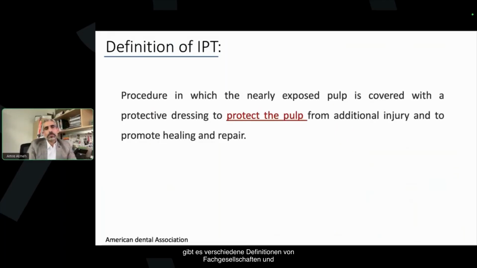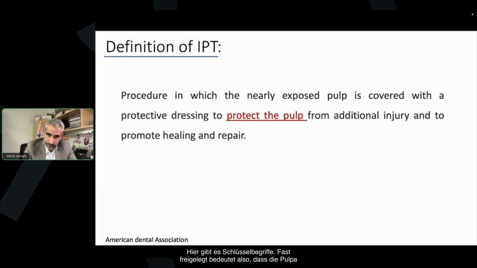So if you want to define indirect pulp treatment, there are different definitions by different societies and institutes. But I found that this definition by the American Dental Association is the most representative. As a description, it's a procedure in which the nearly exposed pulp is covered with a protective dressing to protect the pulp from additional injury, to promote healing and repair.